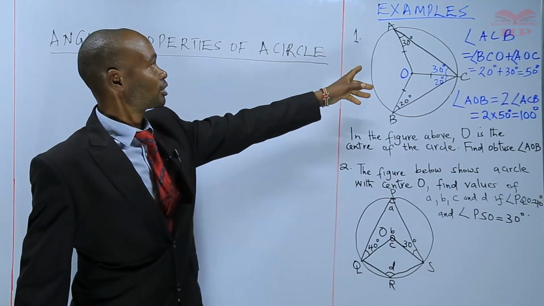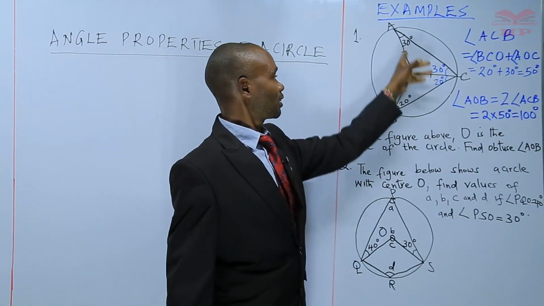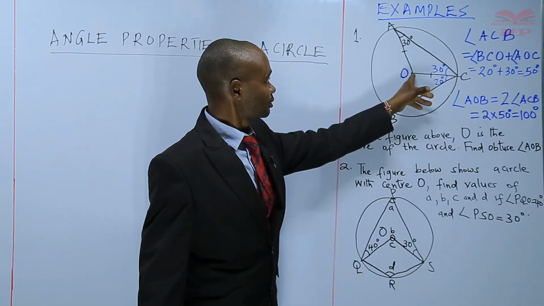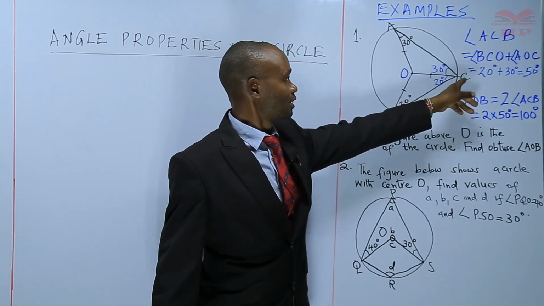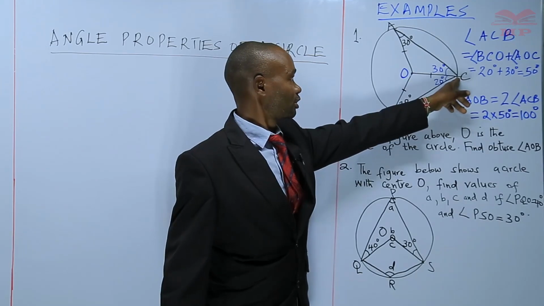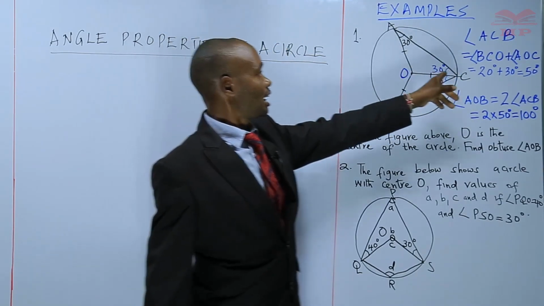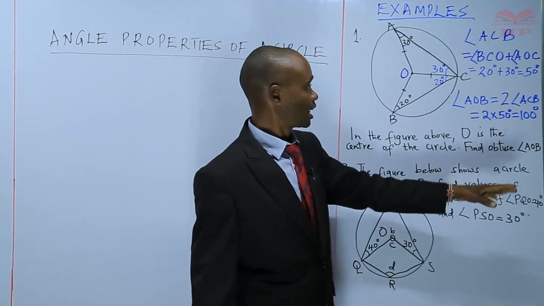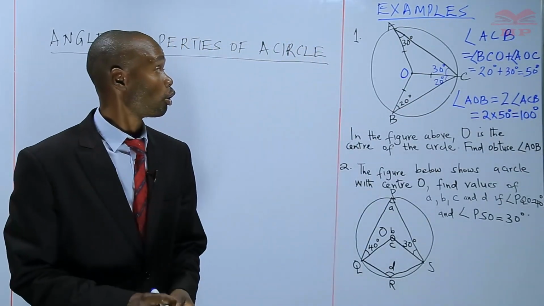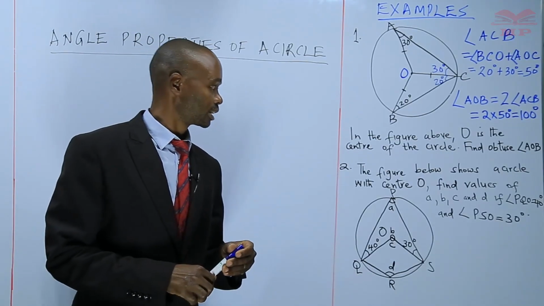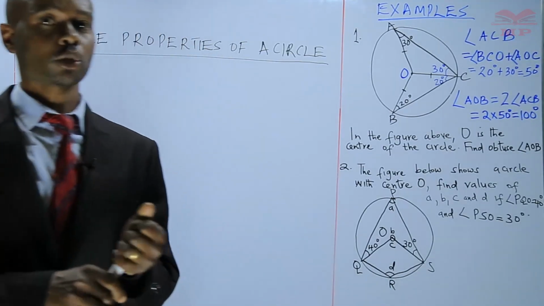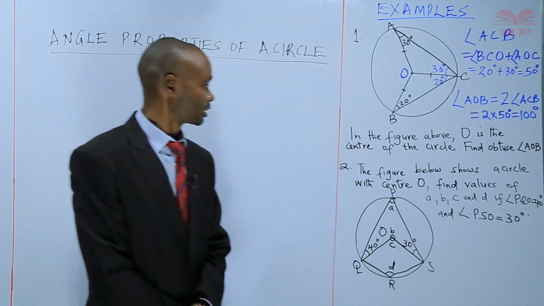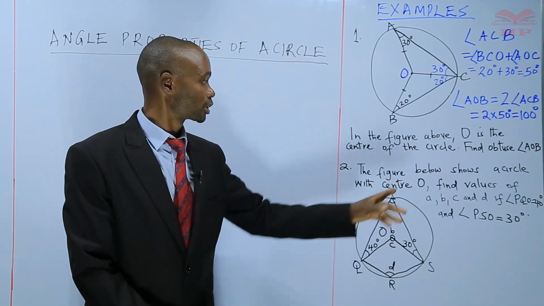It has emanated from the concept that if we have a chord, the angle at the center is twice the angle at the circumference, or the angle at the circumference is half the angle at the center. So that is the value of that obtuse angle. So without much ado, we go to the second question, which you see on the board.